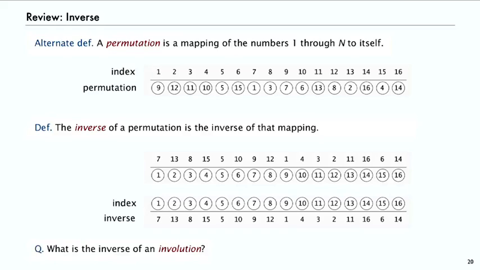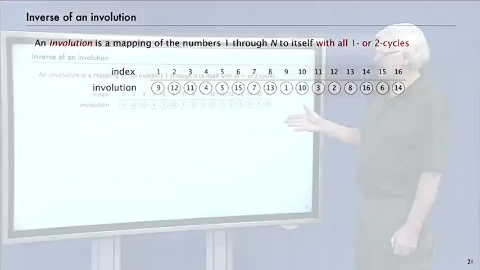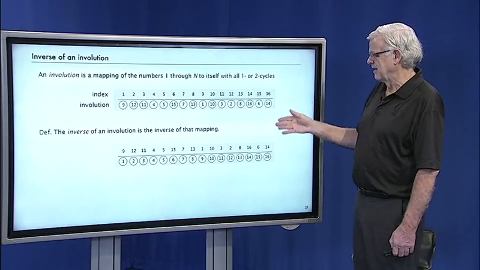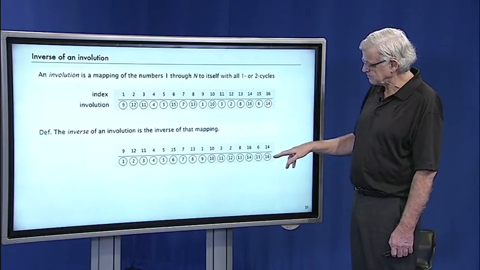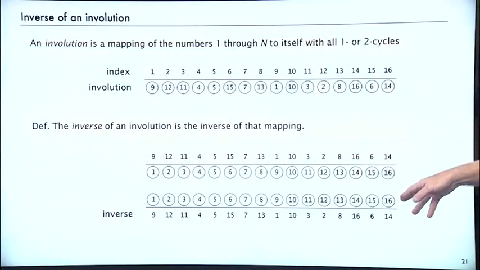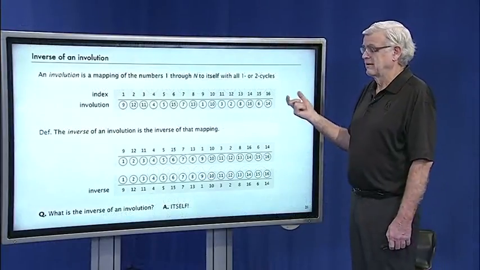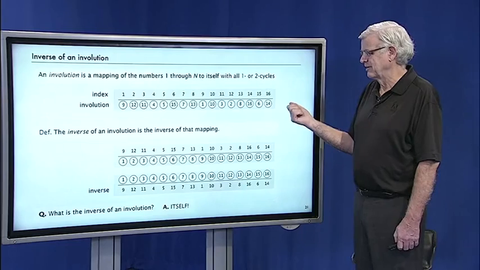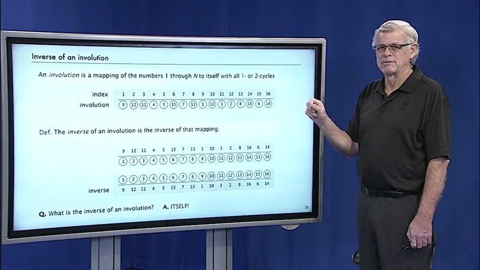What's the inverse of an involution? If you take an involution and compute the inverse by, again, sorting the columns so that they're in order by the bottom row and then flipping, you see immediately that you get back the involution. So what's the inverse of an involution? It's itself. And if you think about the cycle representation, taking the mapping is just moving one step in the cycle.